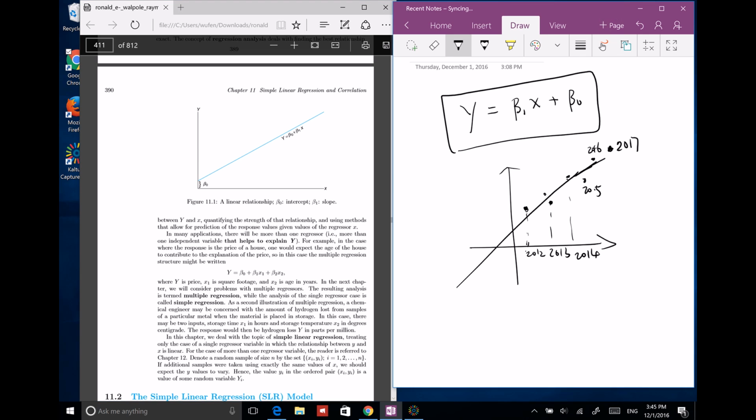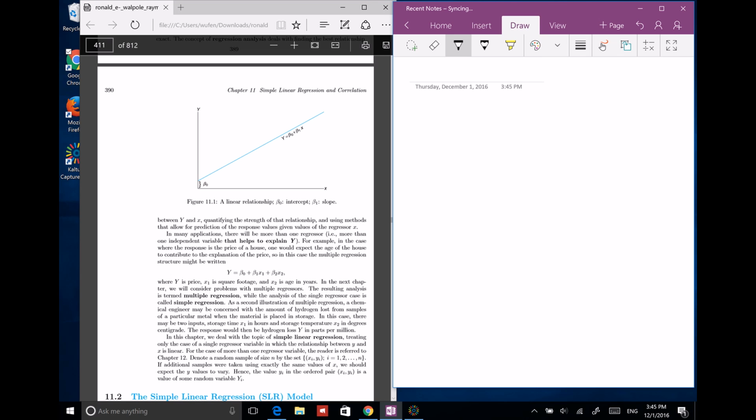Another model is where several variables could affect the y. For example, in the case where the response is the price of a house, one would expect the age of the house to contribute to the explanation of the price, and the location of the house may also contribute, because if it's close to school, close to the city, more convenient, the price is high. We have different variables that could all contribute to the price.